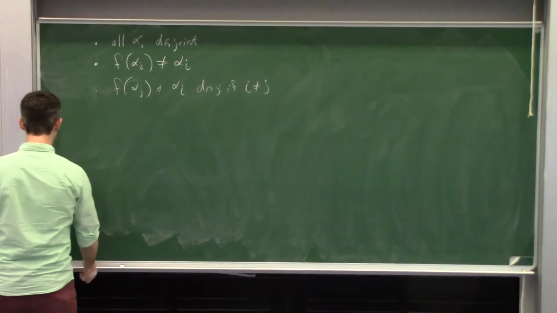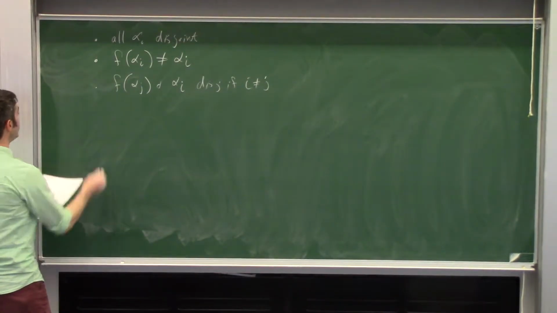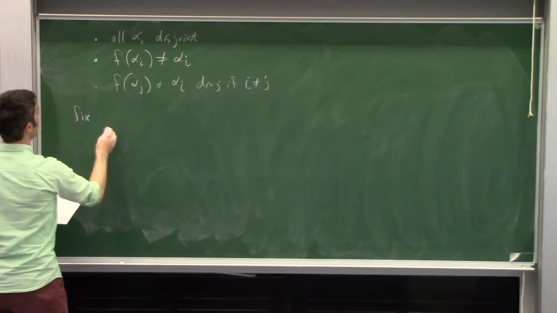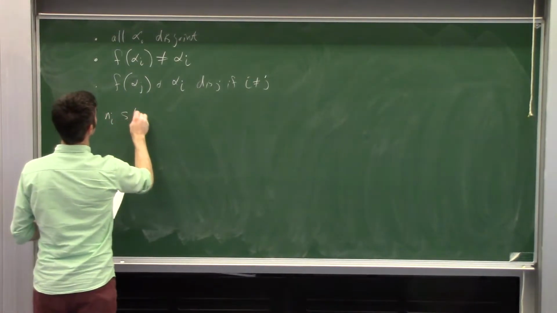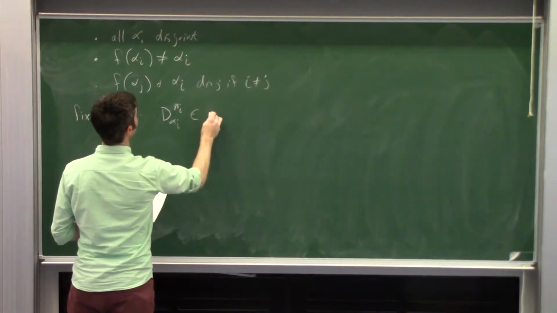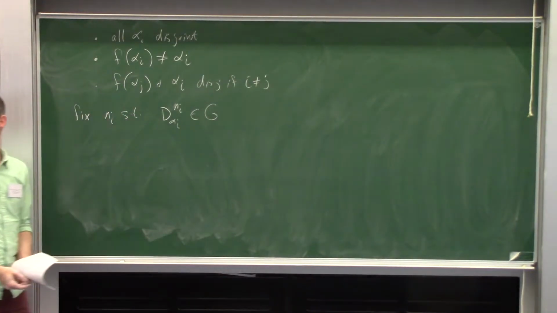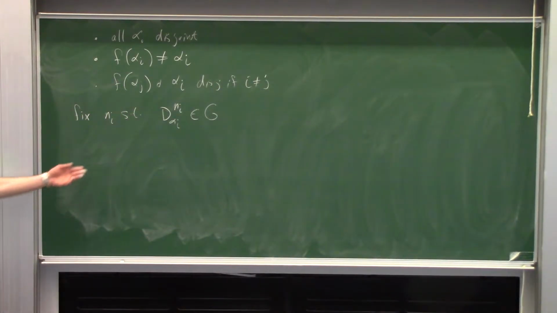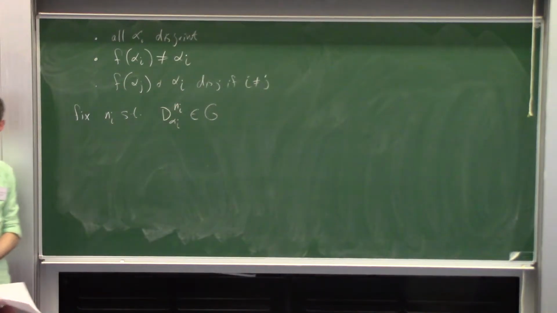Now, let me fix an n_i such that the Dehn twist around alpha i to the n_i is in G. I have this finite index subgroup G hanging around. Since it's finite index, any Dehn twist I can raise to some power so that it's in G.